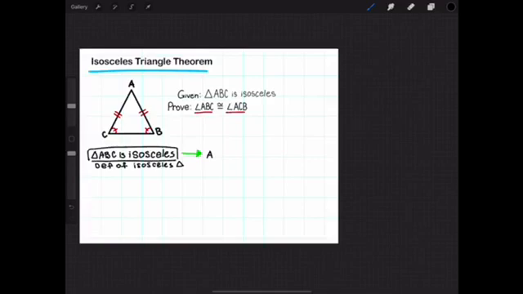Now, because triangle ABC is isosceles, we already have two congruent sides, which are sides AC and AB. This is true because it's a definition of an isosceles triangle.